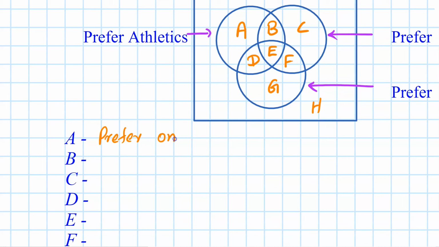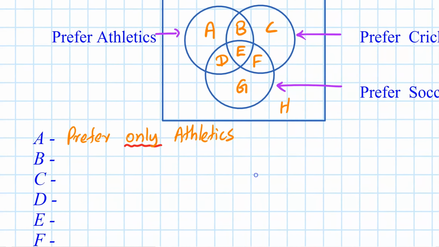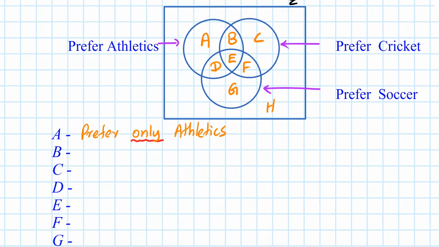prefer only athletics. I'm going to underline this word. Only means just athletics, neither of the other. Now in the same manner, we can define C. Well, you can write easily, and G.